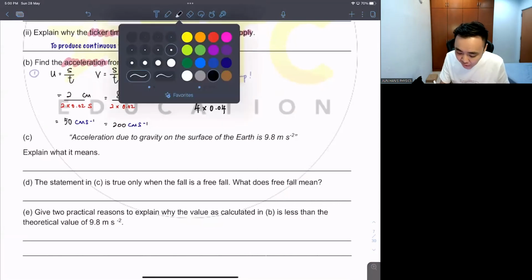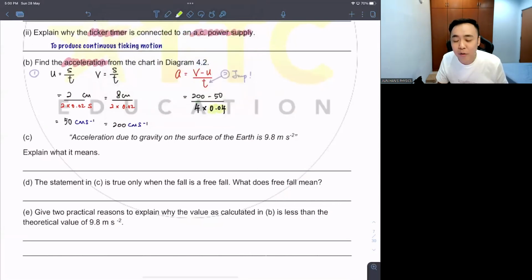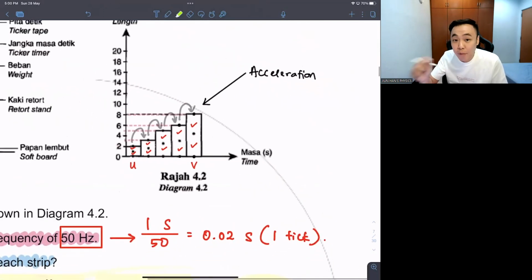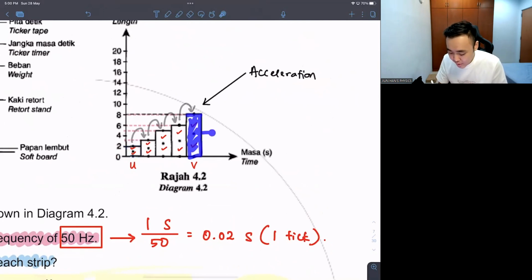Now, this is the one thing that you ask. Hey, how do you get 0.04? Simple. Now, how do you jump? You realize you jump from one strip to another strip, right? So the question comes, in a strip, how much time do we have? What is the time taken for one of these? It's 0.04, right?